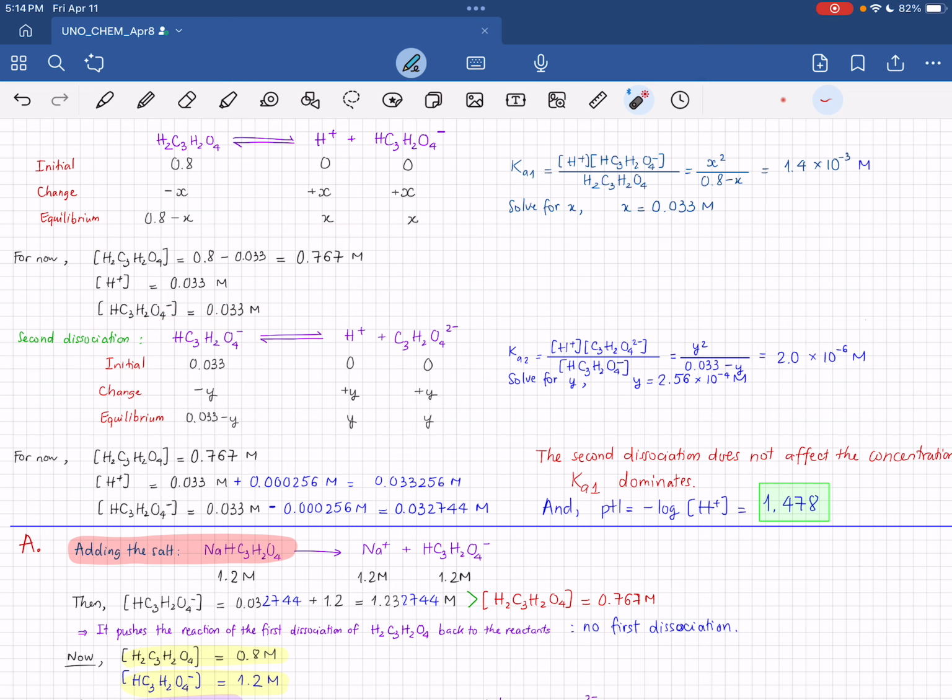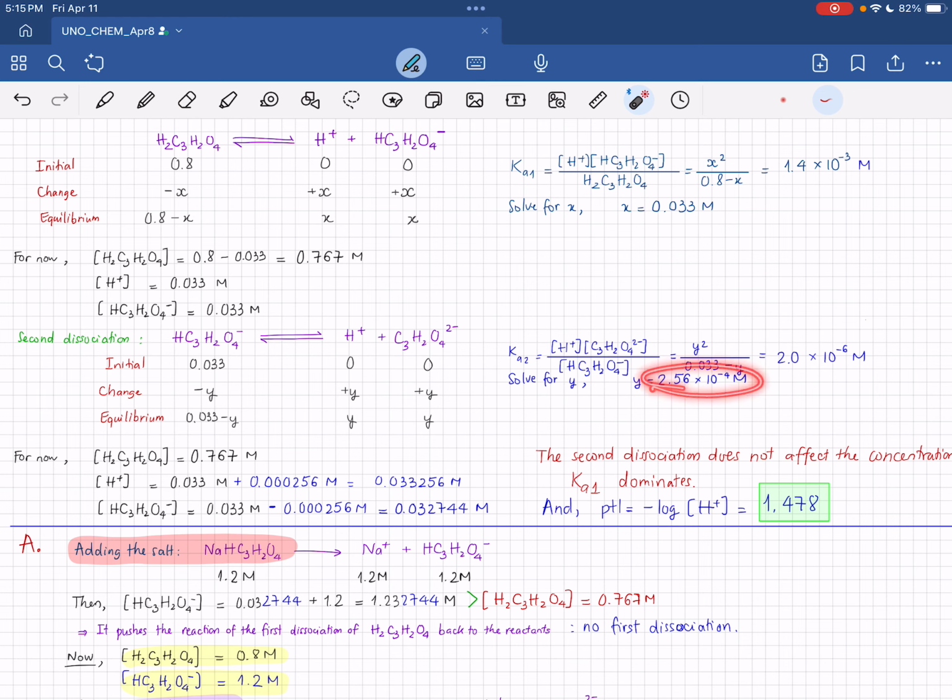Now because we already have some concentration of this one, it can start the second dissociation, and it starts from this one here. So the initial concentration would be this one, and then if it dissociates by a certain amount, we can see that at equilibrium we get this one, and then also plugging in the values for Ka2, we can find the concentration of proton released from the second dissociation will be this much.